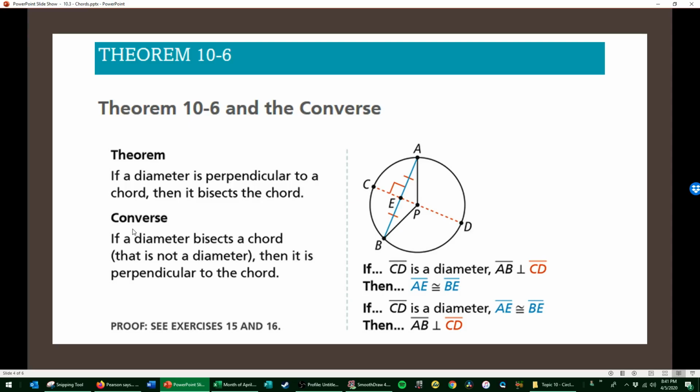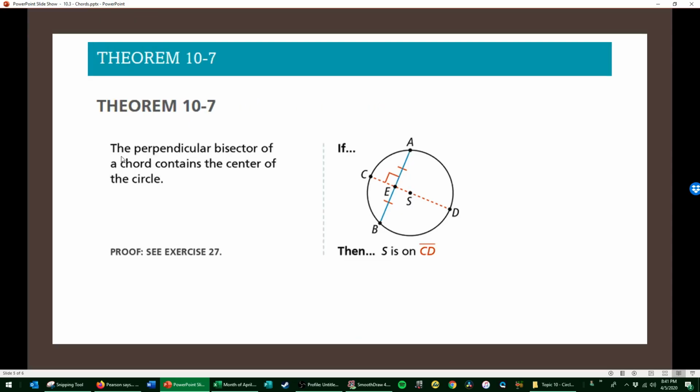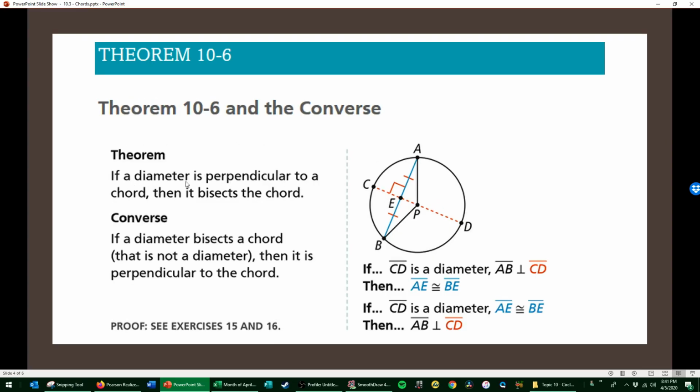So look here. Look here. Part of 10.6 says if the diameter is perpendicular. And here it says the perpendicular bisector. If the diameter is perpendicular, it's a bisector, right? So setting this one up, 10.6, we have a diameter that bisects the chord because it is perpendicular.